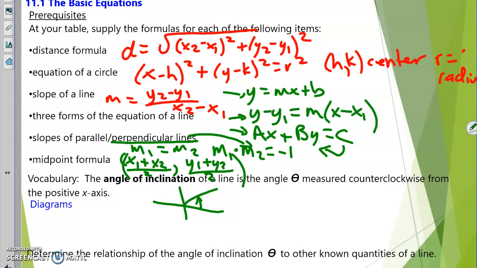Parallel slopes are the same here, and perpendicular slopes have a product of -1. Your midpoint formula, my angle of inclination is my angle up from the horizontal. We're going to find that coming up here on the next slide also.